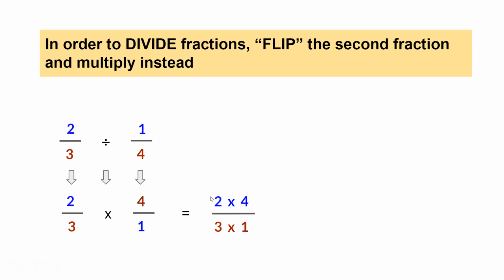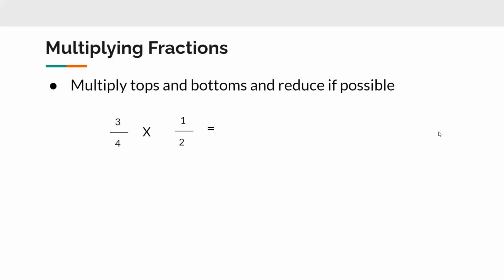So that becomes 2 times 4 on the top of our fraction and 3 times 1 on the bottom of our fraction. We simplify that and we get 8/3. Now we can't reduce that because there is no number that can be divided into both 8 and 3. So that would be our final answer. Let's take a look at a few more examples before you practice on your own.